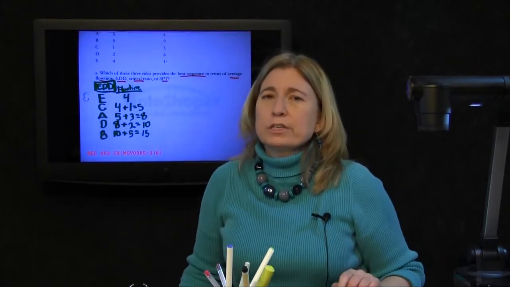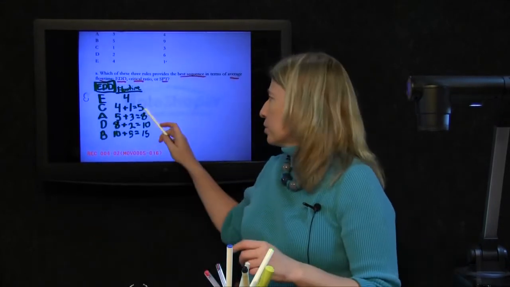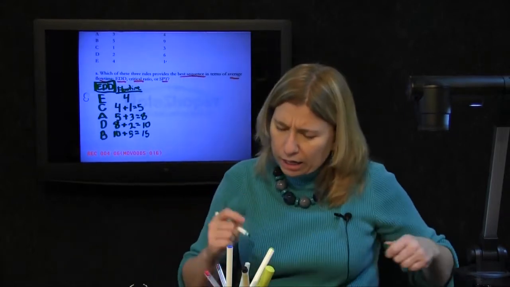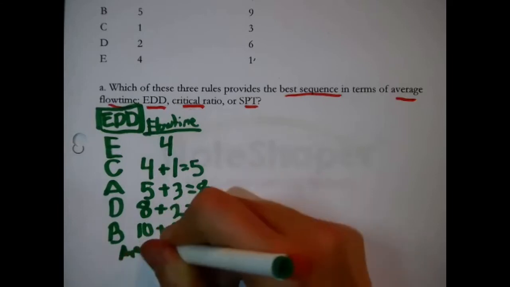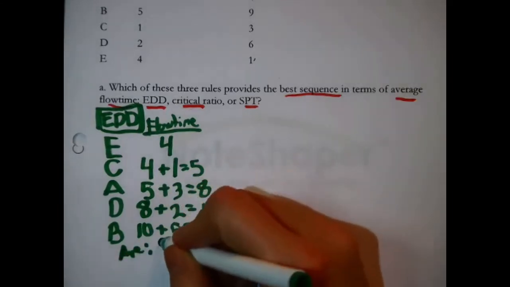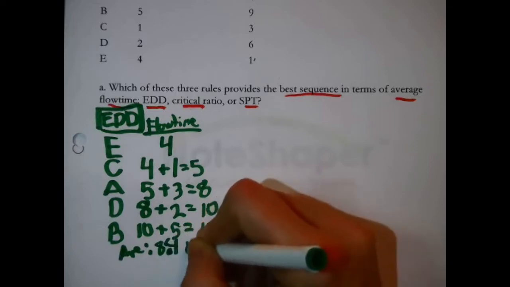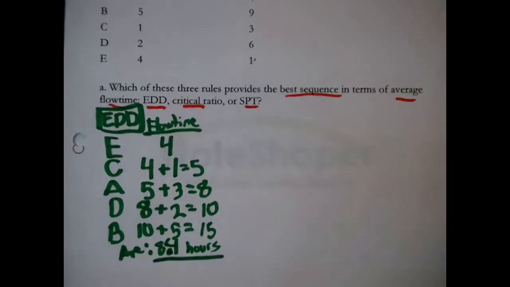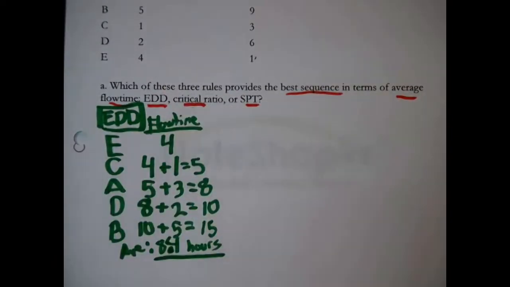The question is asking about the average flow time, so we need to just average these numbers. Average 4, 5, 8, 10, and 15. I did that. I get an average, just could note it down here, average of 8.4 hours. That's a little sloppy. Okay, average of 8.4 hours. Fine. Now, it says critical ratio next. We're going to compare all of these.